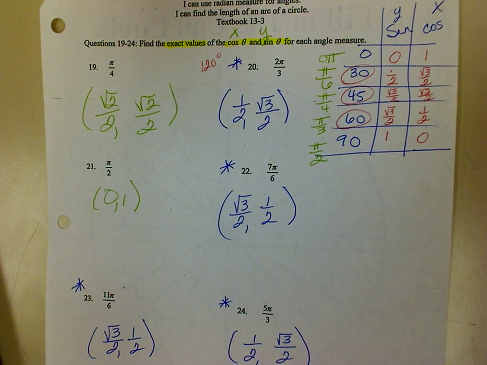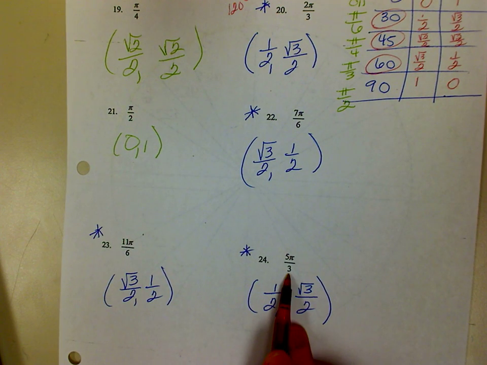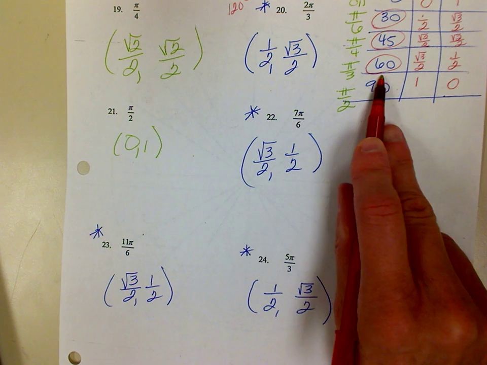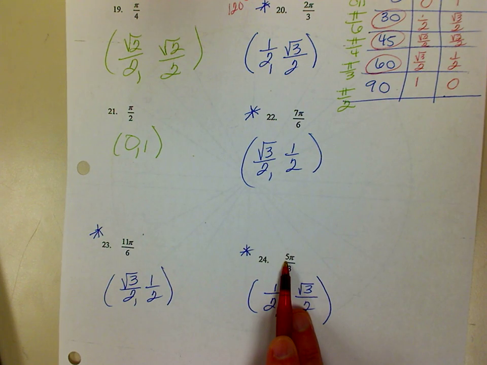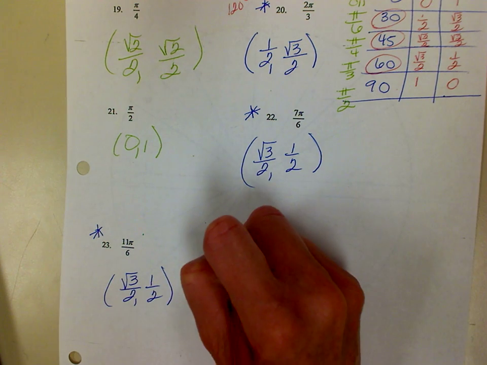Okay, let's do this one then. My denominator is a 3. That means it's a multiple of 60. Multiply it by the numerator. 60 times 5 is 300 degrees.